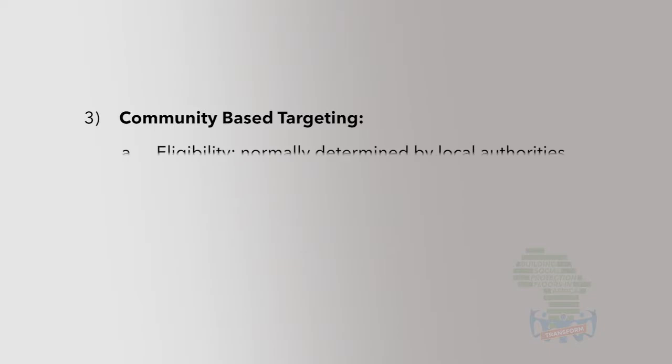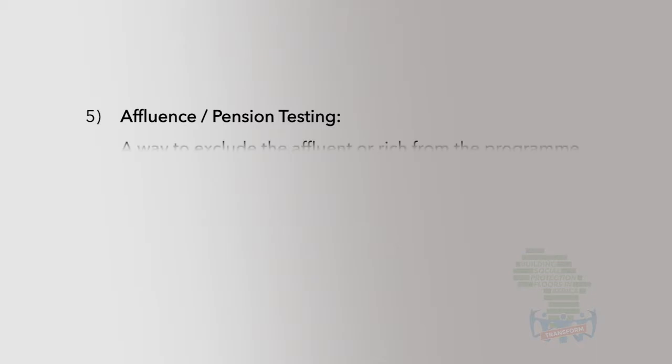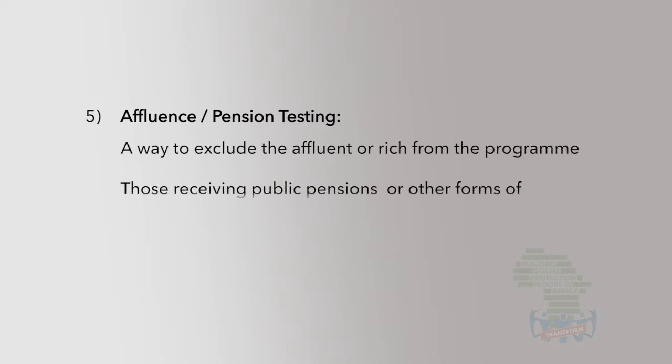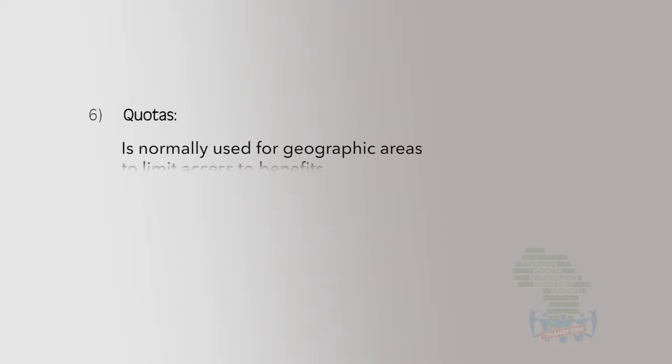The third one is community-based targeting. Here, eligibility is normally determined by local authorities. Self-targeting or self-selection is a process where people themselves decide to join a scheme and wages are normally kept very low. An example of this is the public employment program. The next method is affluence or pension testing. This is a way to exclude the affluent or rich from the program. Those receiving public pensions or other forms of contributory benefits are also excluded from the scheme. The last one is a system of quotas, which is normally used for geographic areas to limit access to benefits.